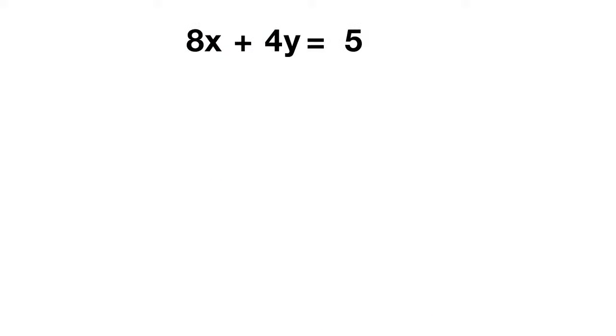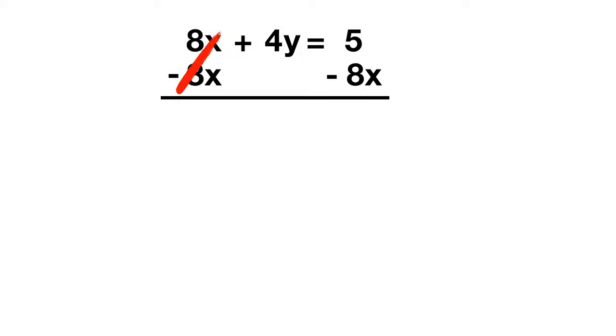Here's the last one for this video. How do you write this equation in slope-intercept form? Well, start by getting rid of the x. Subtract 8x from both sides. When you do this, 8x minus 8x cancels out. You're left with just 4y. On the other side of the equal sign, you have 5 minus 8x.